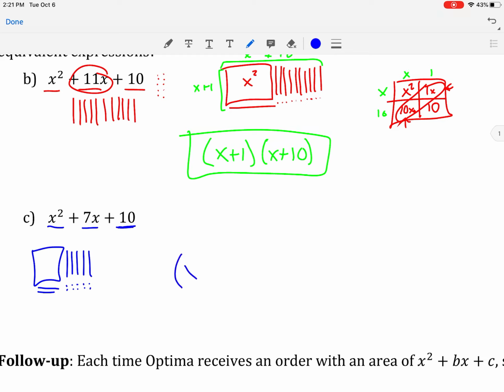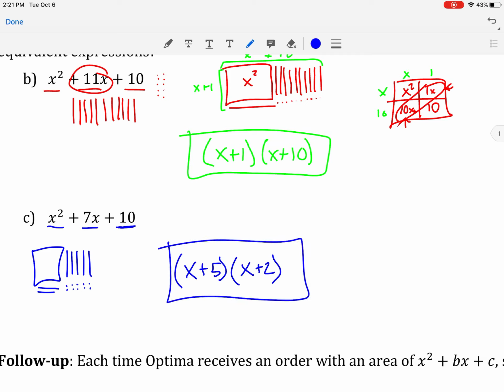So then my side length on top is x, and then I put 5 x blocks on that side. And then on the side, I have x plus 2. And again, you can check that. You can FOIL that back together and see if that gives you exactly what we had in the first place.